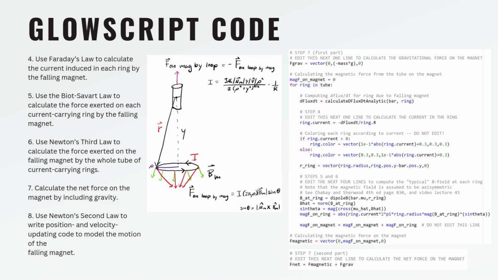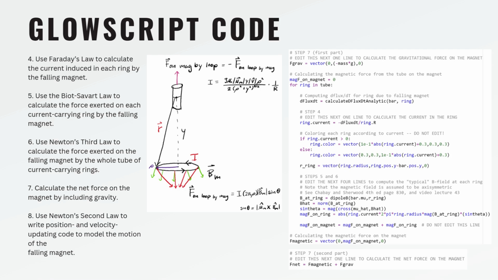I used the Biot-Savart law to calculate the force exerted on each current-carrying ring by the falling magnet. I then used Newton's third law to calculate the force exerted on the falling magnet by the whole tube of current-carrying rings. Next, I calculated the net force on the magnet by including gravity. And finally, I used Newton's second law to create the position and velocity update formulas for the motion of the falling magnet.